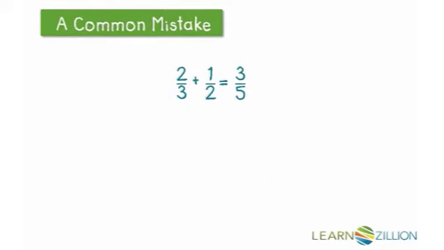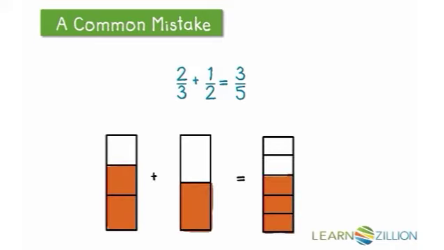So a common mistake would be to think that you just add the numerators and the denominators all together, even if the denominators are different. But you can see that if you were to add 2/3 plus 1/2, and you were to add the numerators and the denominators all together, this wouldn't actually equal 3/5, because there'd be way too much orange for the final fraction that you see here.